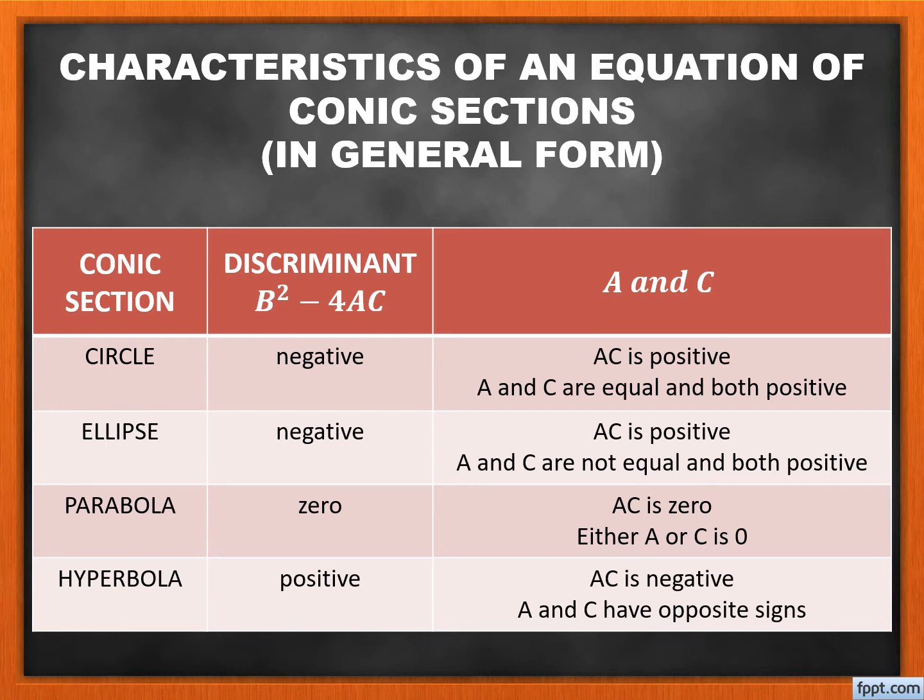On the other hand, the discriminant of a parabola is 0, a times c is also 0, and either a or c is 0. That means either nawawala si a or nawawala si c. In that case, the given conic section is a parabola.